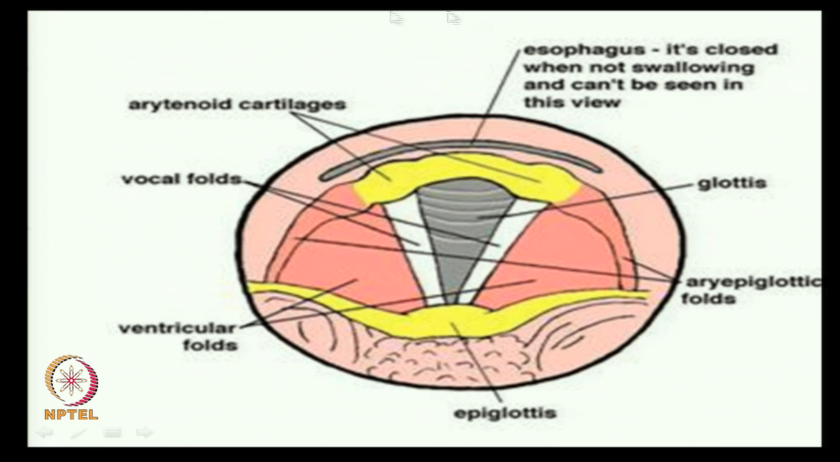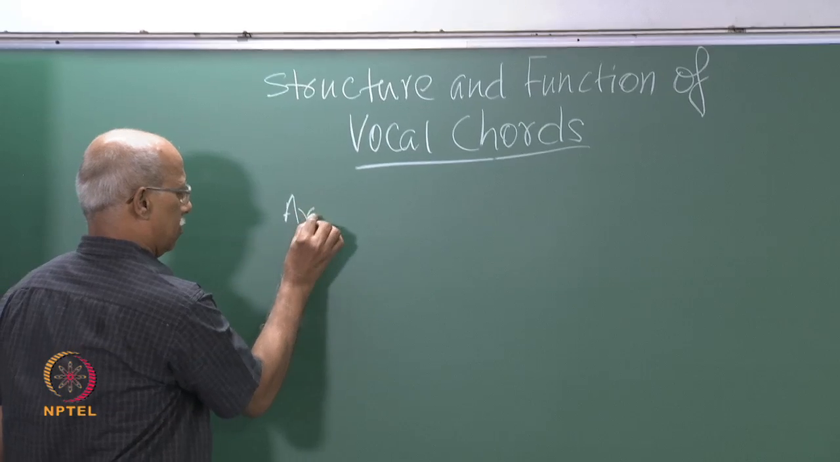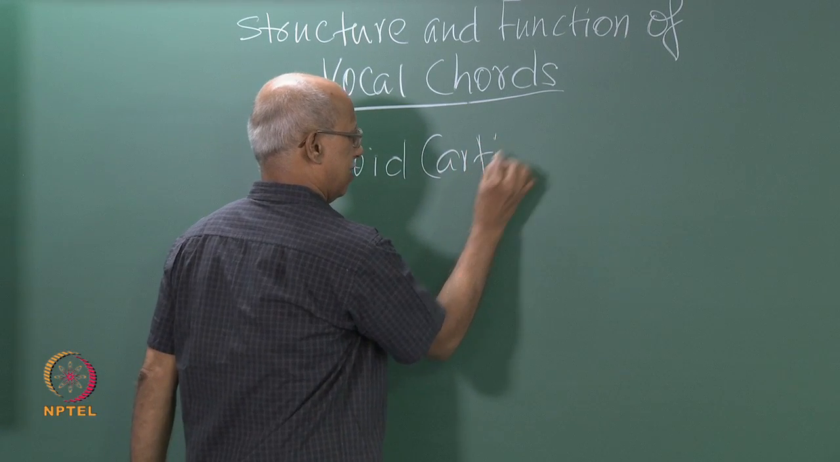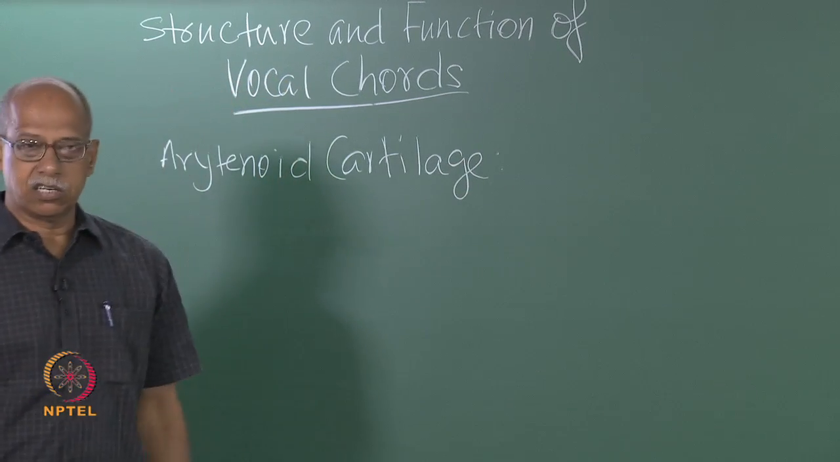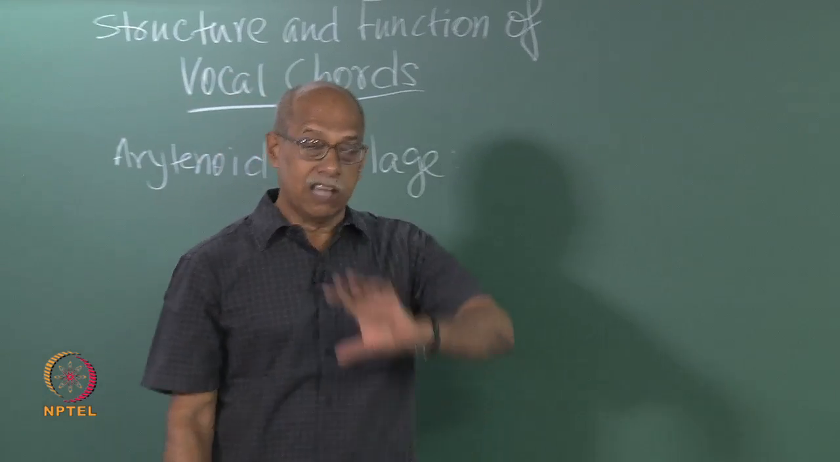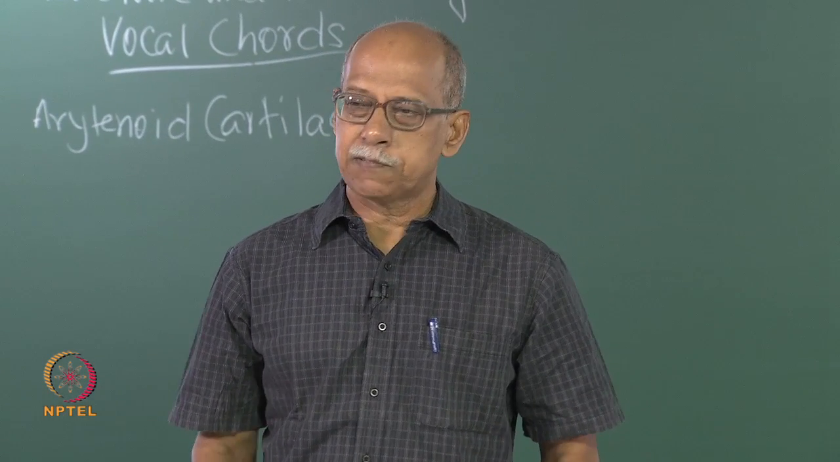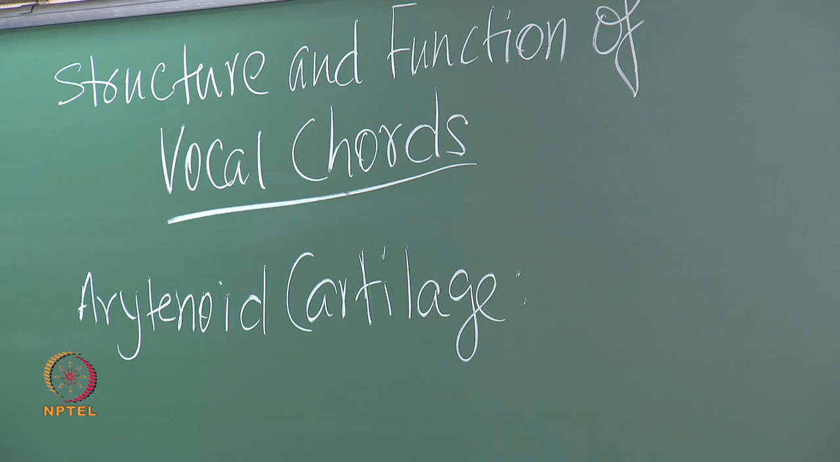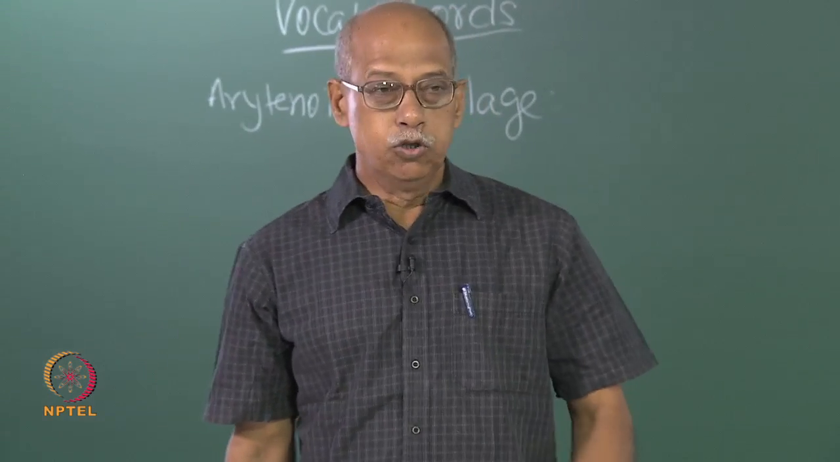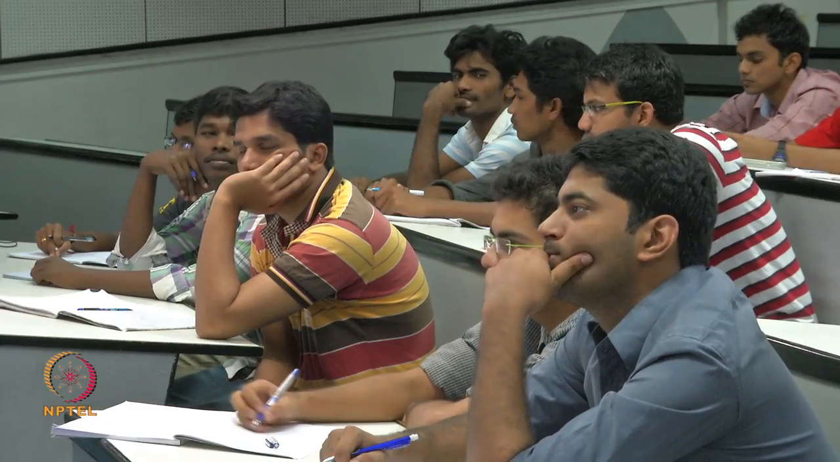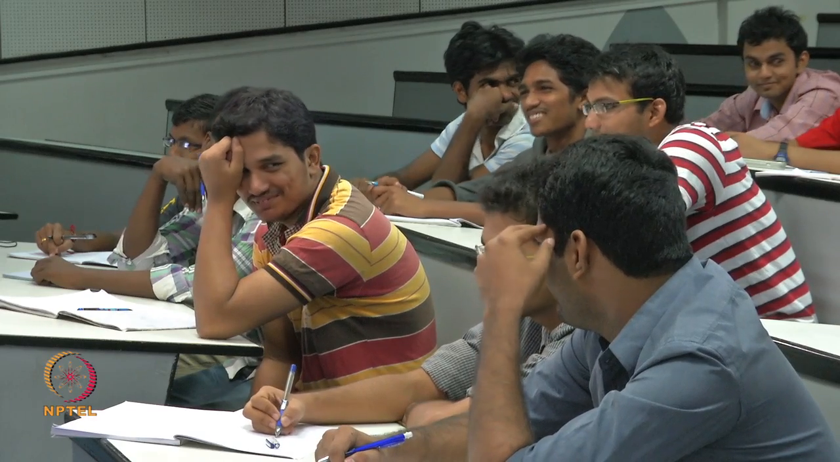Now this arytenoid cartilage, generally speaking, but there is nothing like generally in nature. Though we are all mass production of God, we always talk of overpopulation, overcrowded countries, but no two people are alike. Look at yourselves, look at your jaws, look at each other. Please do look at each other.